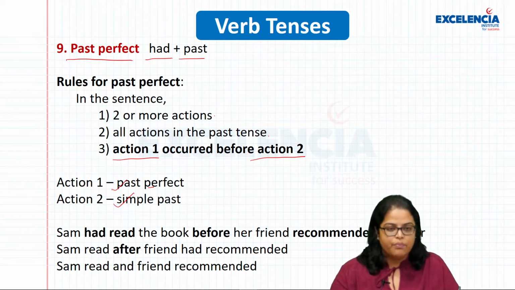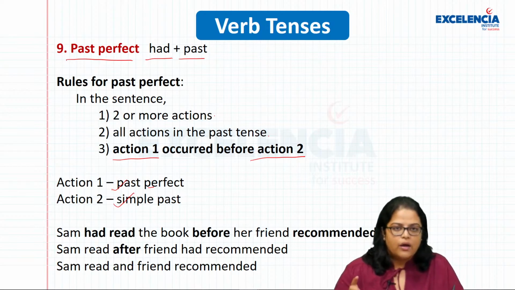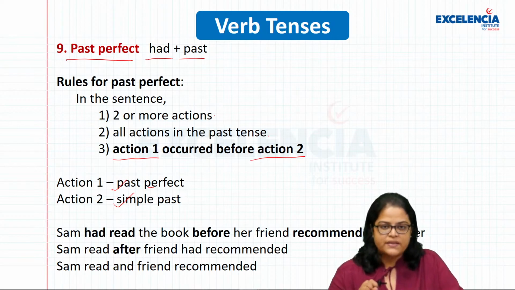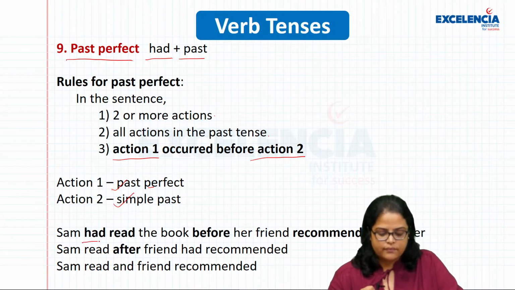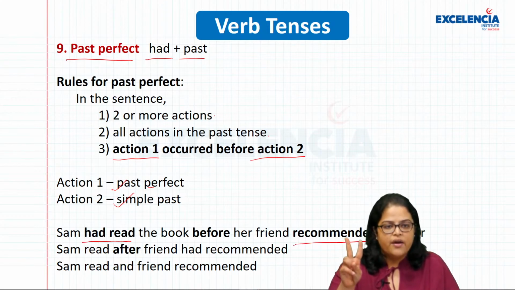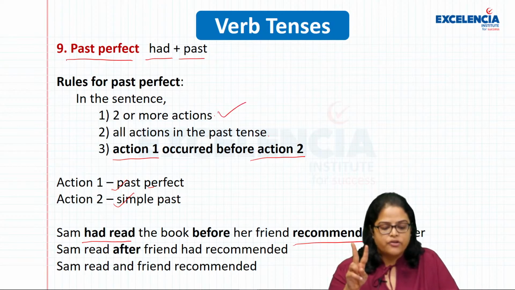Sam had read the book before her friend recommended it to her. What are the verbs in this sentence? Yutika, can you tell me which are the verbs in this sentence? Yes. Absolutely. So then there are two verbs there, had read and recommended. Both of these are in the past tense, so there are two or more actions. They're both in the past tense.